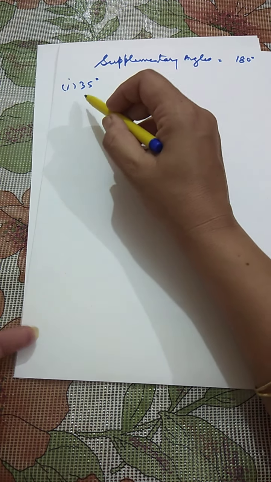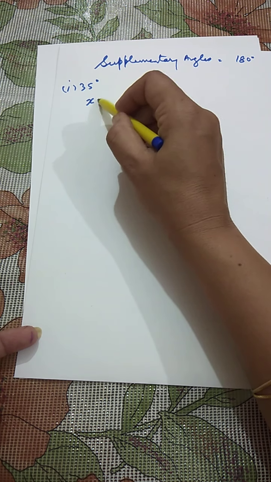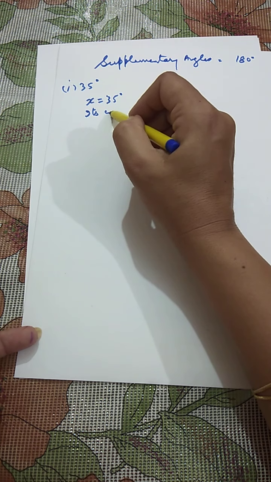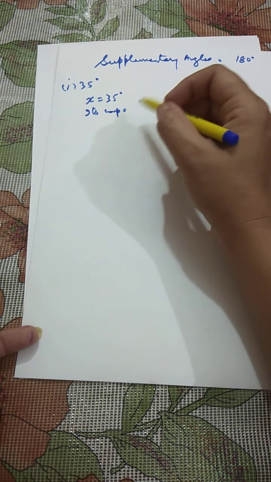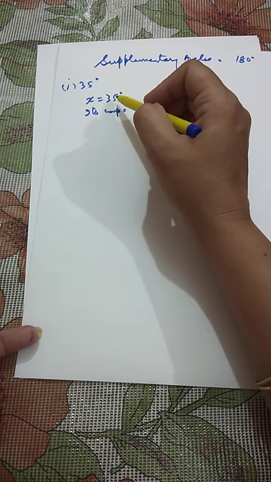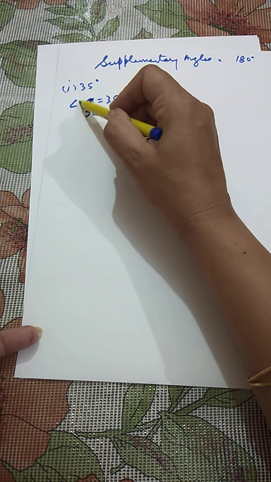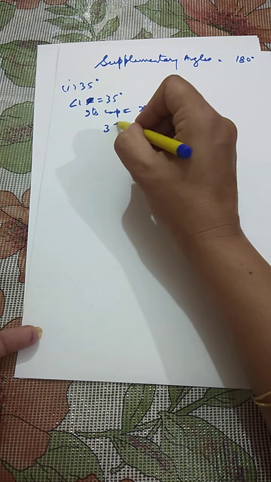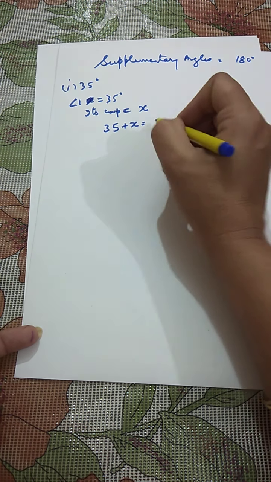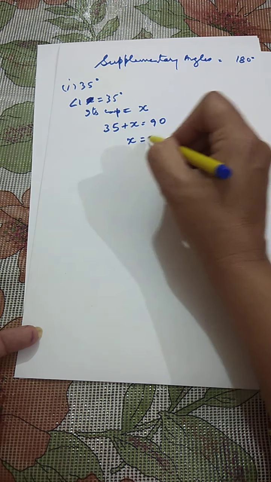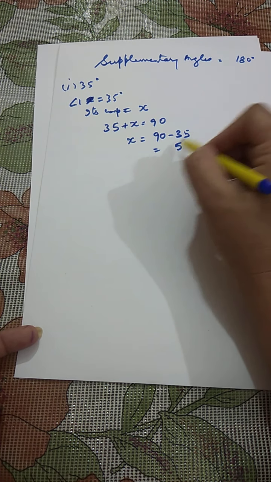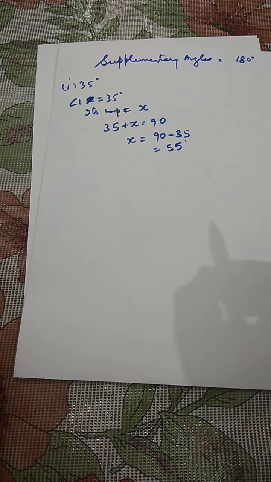It means if the angle X is 35, its complementary angle will be, you can say that if angle 1 is 35, let the complementary be X. 35 plus X is equal to 90. X is equal to 90 minus 35, which will be 55 degrees.